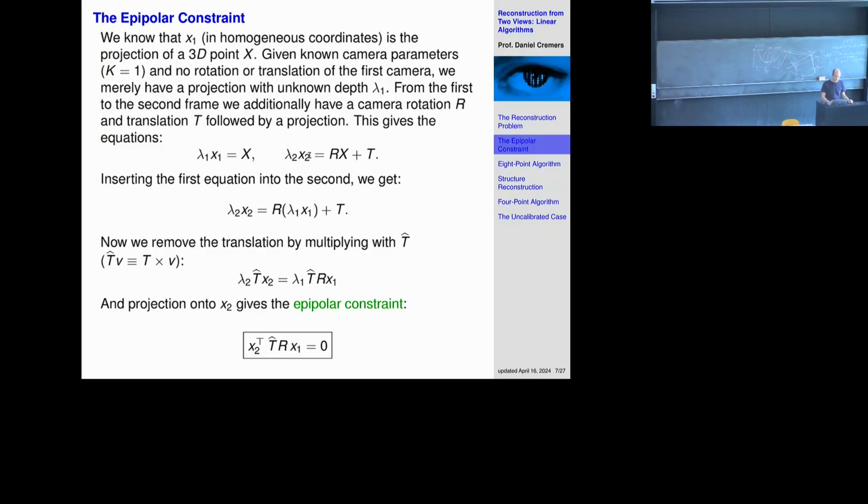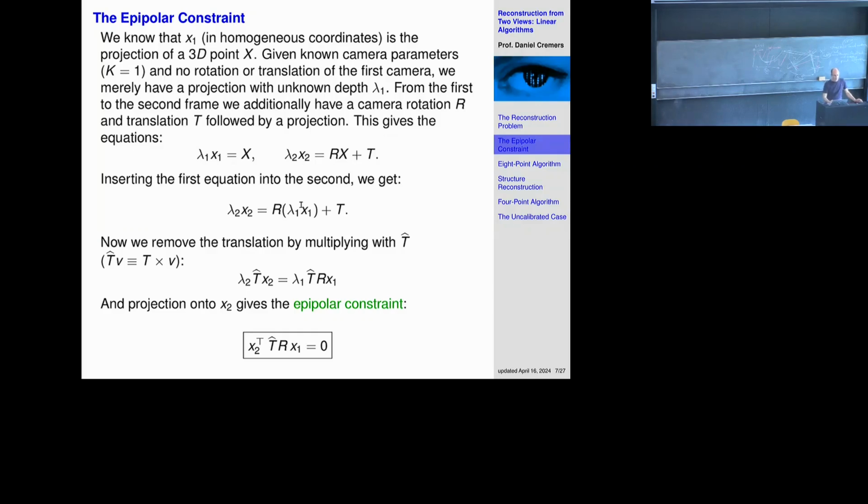Now for the second camera, it's the same. Lambda 2 times x2 gives me that point, but in the coordinates of the second camera, which differ from the coordinates in the first camera by rotation and translation. That's why for the second camera, we still have to rotate and translate to get it into the second camera coordinates. So that's the two projection equations. Let's look at them. They contain the 2D coordinates, they contain the 3D coordinates, they contain the camera motion, and they contain the unknown depths from the camera. That's lambda 1 and lambda 2.